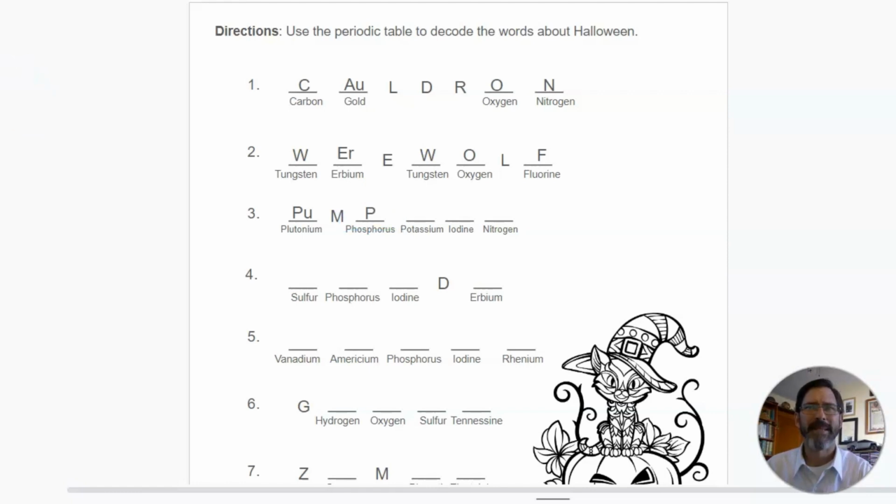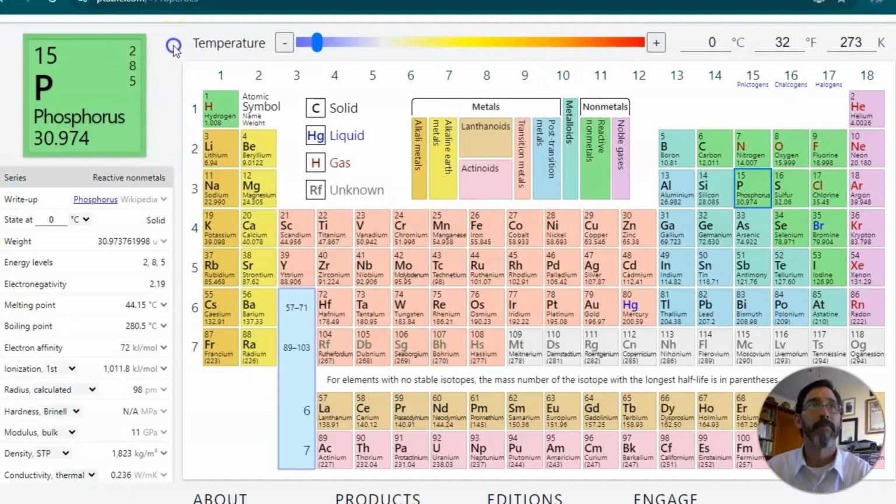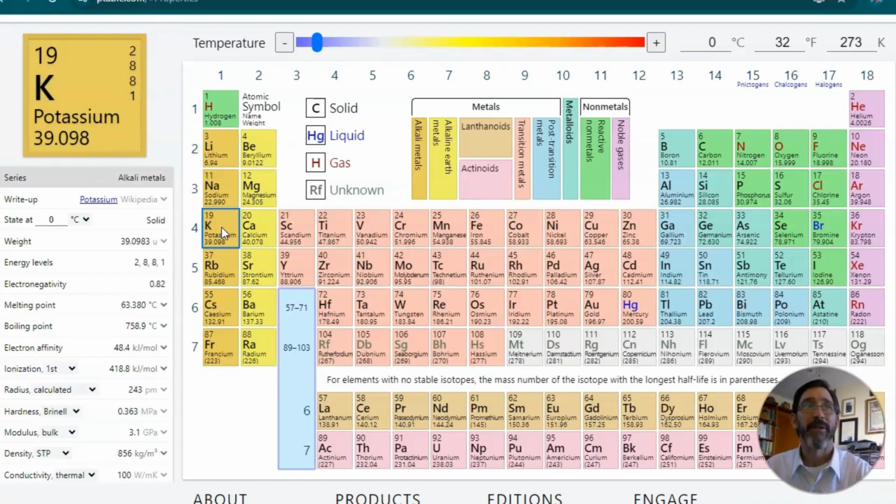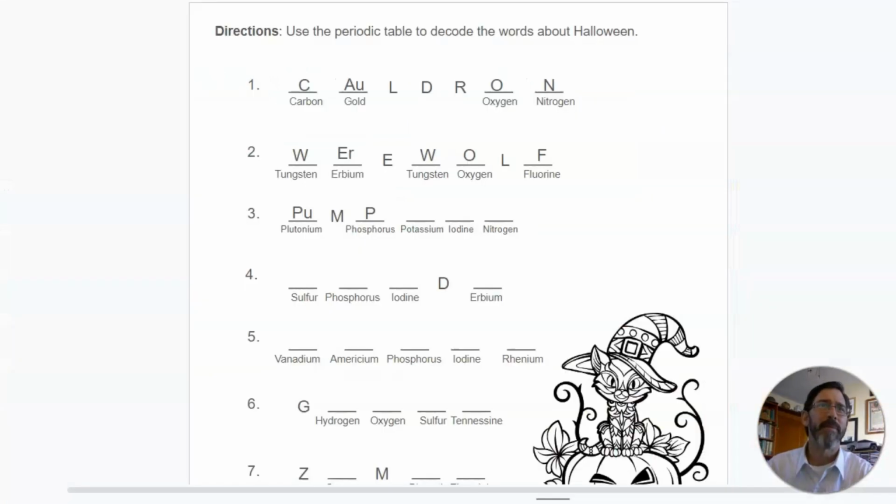Next up, potassium. Potassium's a little tricky. It's all the way on the left-hand side in the alkali metals. It's number 19, capital letter K for potassium. Place a capital letter K above potassium.